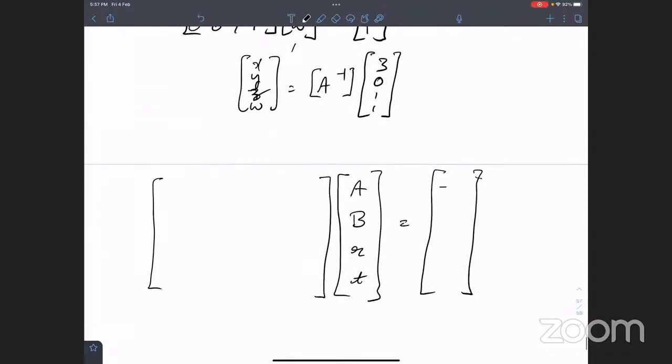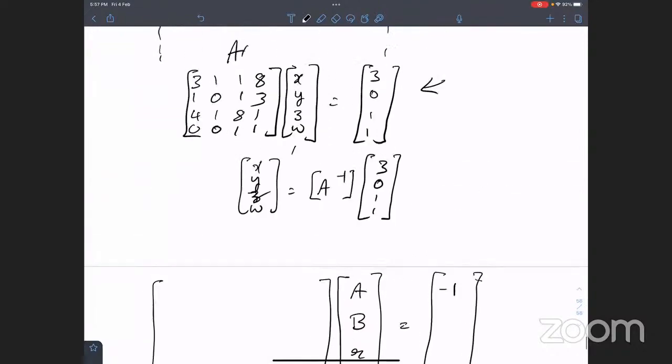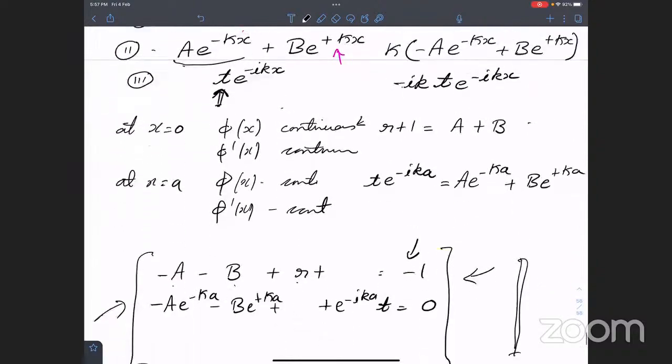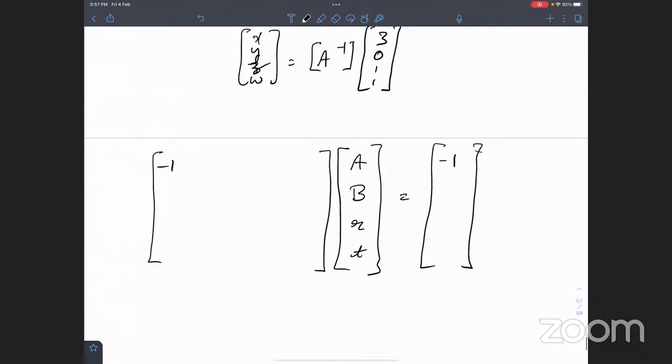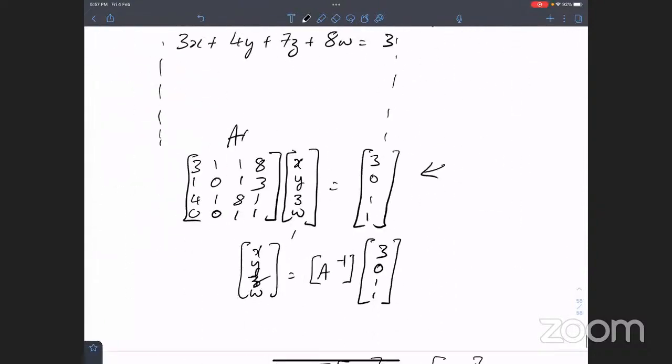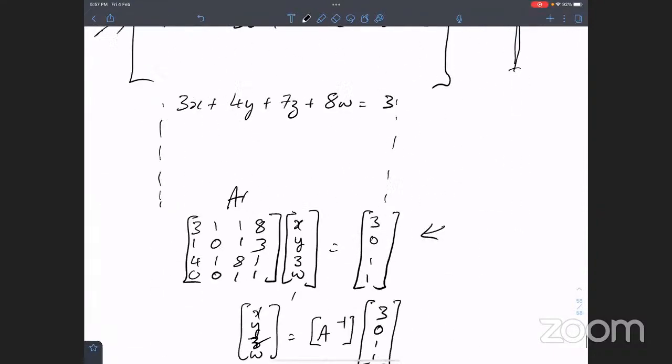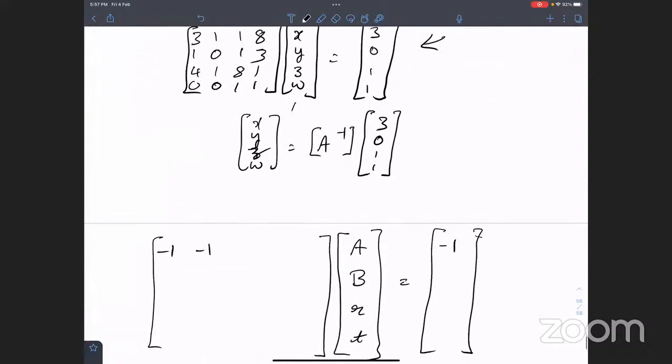So it will be minus 1 here. And how do we write this matrix? For the first equation, what is the coefficient of A? It's minus 1, right? So we're going to write minus 1 here. And what is the coefficient of B? It's also minus 1. What is the coefficient of R? It's 1. What is the coefficient of T? It's 0.